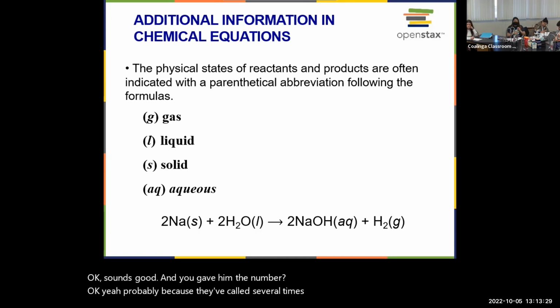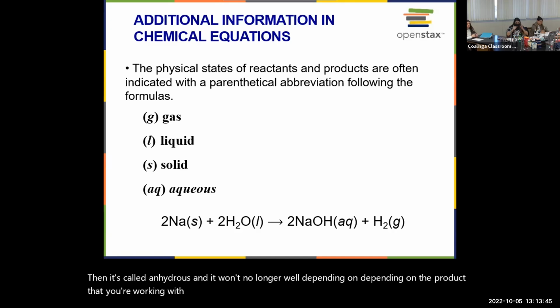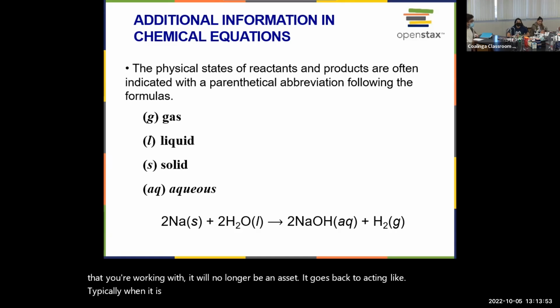So if acids are aqueous and aqueous means it's dissolved in water, what happens if you completely dry out an acid? Then it's called anhydrous, right? And depending on the product that you're working with, it will no longer be an acid. It goes back to acting like it's covalently bonded. Typically, it's not dried out completely, so it's still an acid.